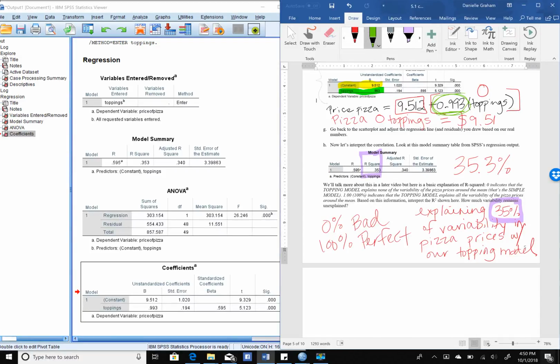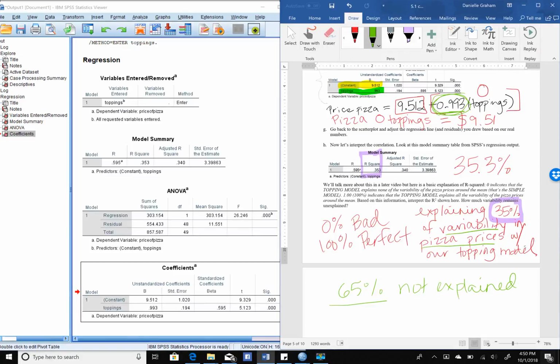This means that, how much have we not explained? About 65% not explained using our model. So this is 65% of the variability in price of pizzas that comes from other stuff. That's the idea of that unexplained error.